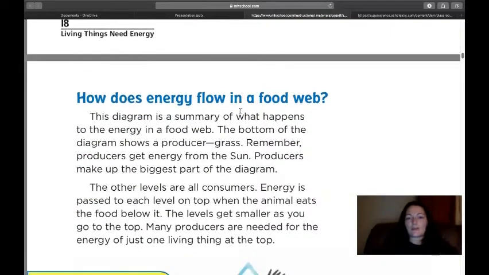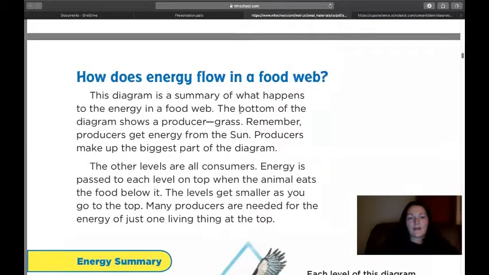So, how does energy flow in a food web? This diagram is a summary of what happens to the energy in a food web. The bottom of the diagram shows a producer, grass. Remember, producers get energy from the sun. Producers make up the biggest part of the diagram.